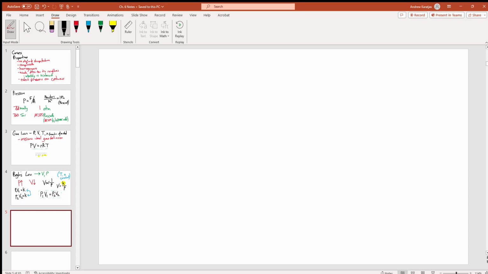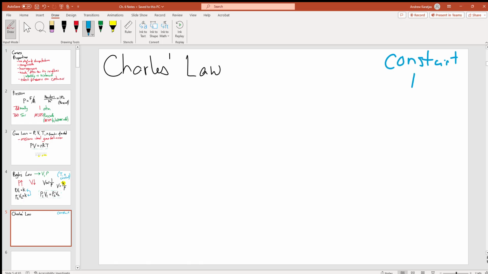Our next gas law is Charles' law. With Charles' law, we're now looking at constant pressure, and still a constant number of moles. So that means what are we looking at here? We're now looking at volume and temperature.